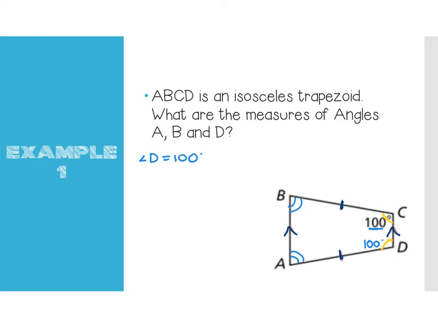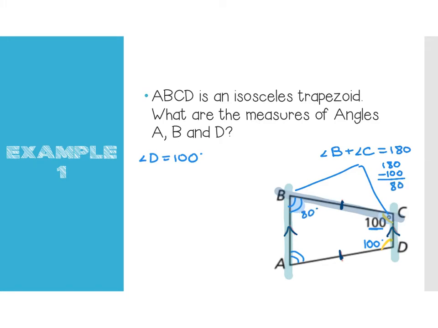Now because these segments are parallel, and this and the other side are also transversals, I know that these angles in here would be same side interior, or consecutive interior, which means they're supplementary, which means these two are going to add up to 180. So angle B plus angle C are going to equal 180. I'm going to take that 180 and subtract the 100 from it, and I get 80 degrees for angle B. And then because B and A are the same, angle A is also 80 degrees. So angle B is 80 degrees and angle A is 80 degrees.